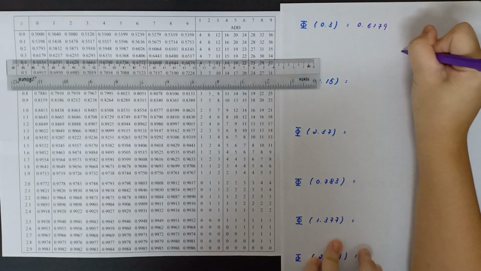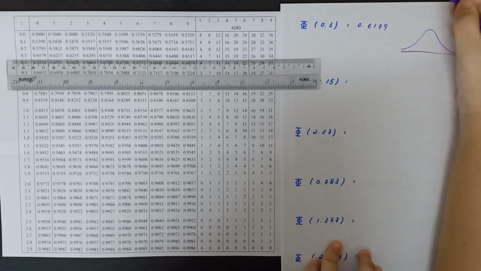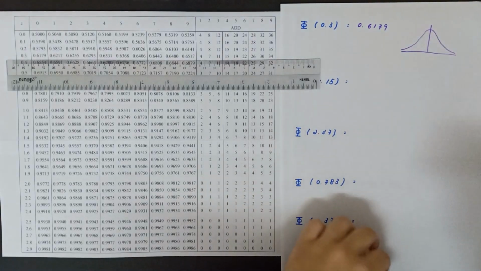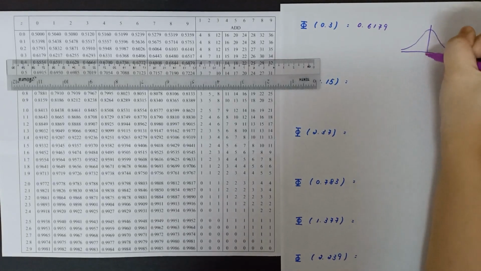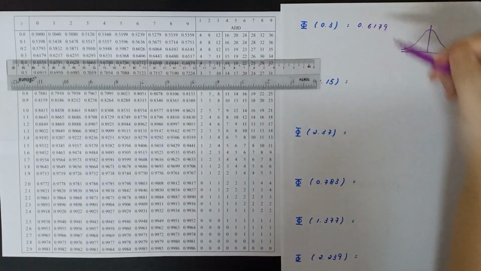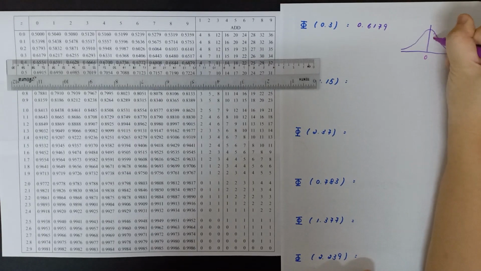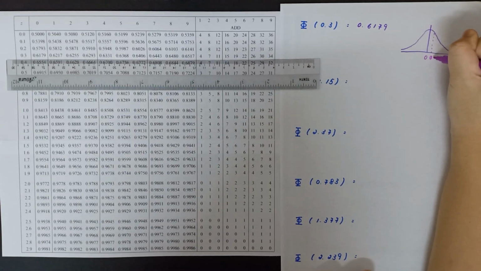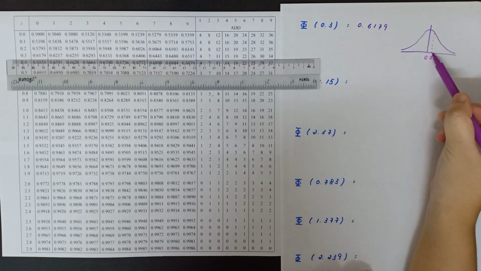What does 0.6179 mean? If I'm going to draw the normal distribution, I'm going to have something like this. Since this is 0, of course 0.6179 is going to be on the right hand side of the 0. So I will have my 0.3 here. So 0.3 is what I will be labeling.